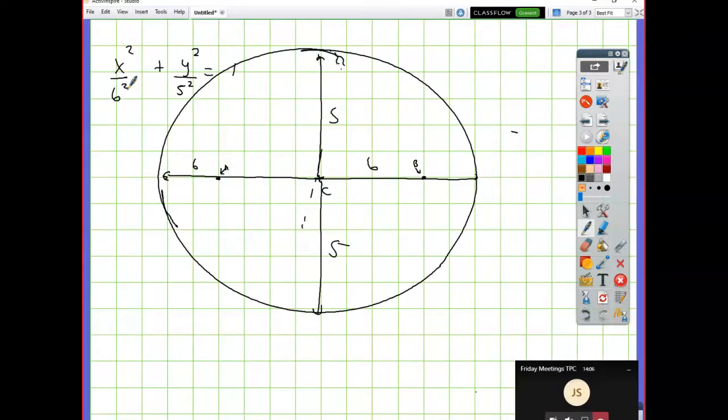Now, what if I want to move the center? What would I do? Not the bottoms. I'm just getting the same thing I did before. I'm going to put a plus h here and a plus k here, right? Same rule. It's a circle-ish sort of thing. And that's how you graph. That's the standard form for a parabola. Not parabola, sorry, ellipse. Parabolas are later.